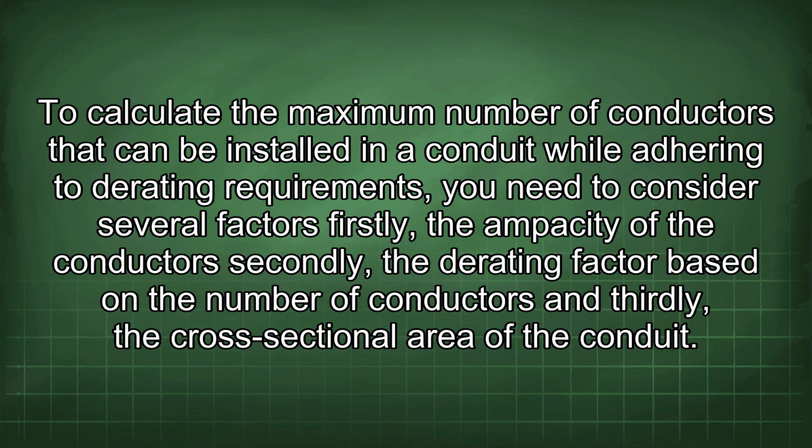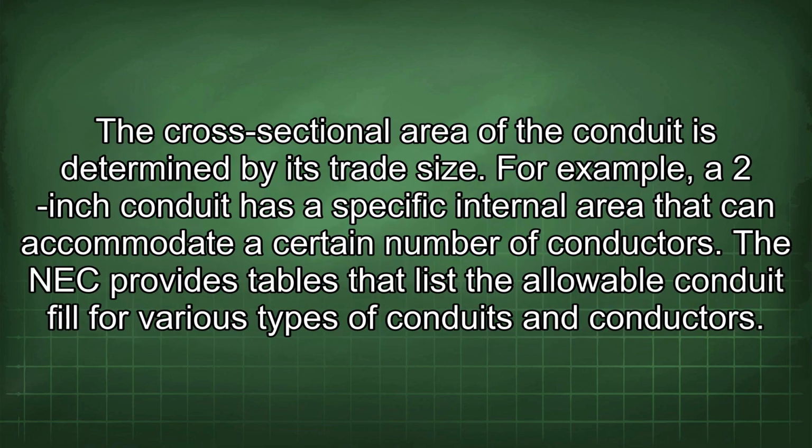To calculate the maximum number of conductors that can be installed in a conduit while adhering to derating requirements, you need to consider several factors. Firstly, the ampacity of the conductor. Secondly, the derating factor based on the number of conductors. And thirdly, the cross-sectional area of the conduit. The cross-sectional area of the conduit is determined by its trade size. For example, a 2-inch conduit has a specific internal area that can accommodate a certain number of conductors.